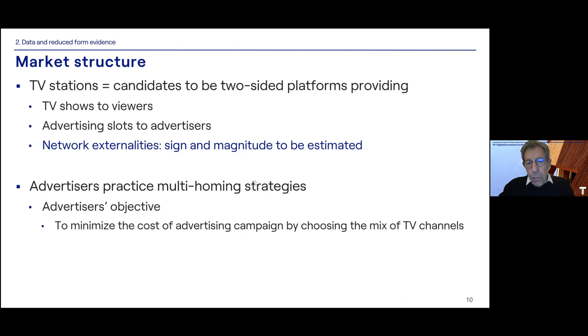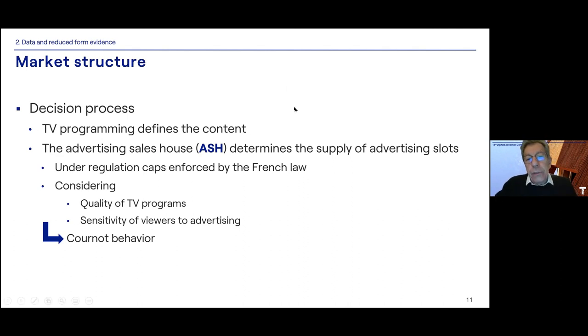That is to say, the objective of advertisers is to minimize the cost of their advertising campaign by choosing the mix of TV channels where they are going to put their advertising slot ads. So we have to address this important question that has not been very much studied, in fact, on an empirical basis in the literature.